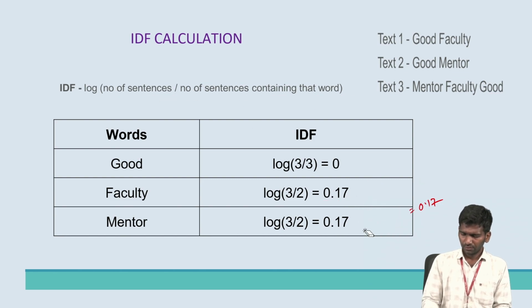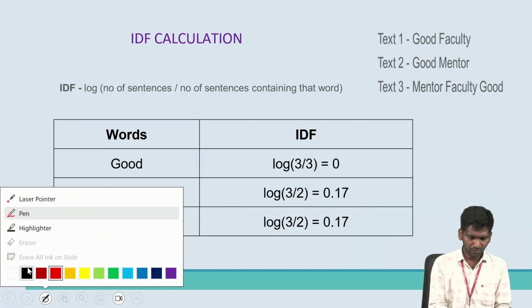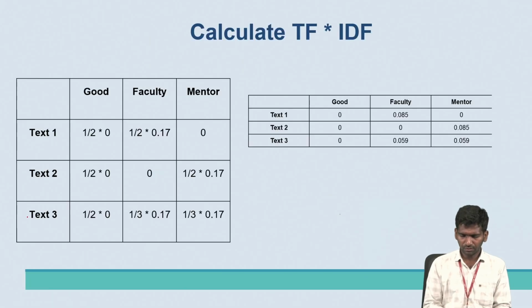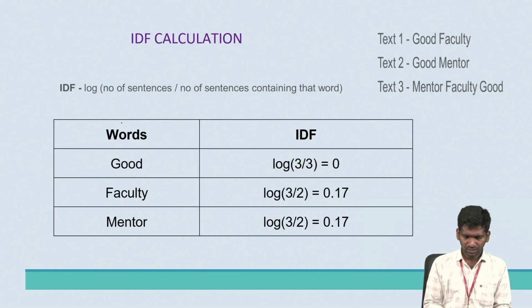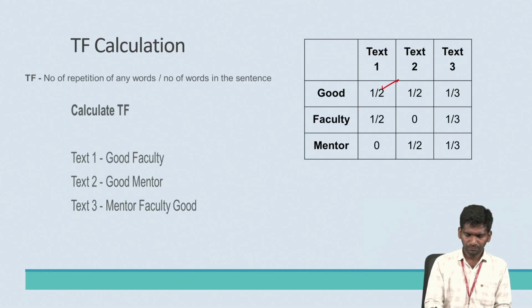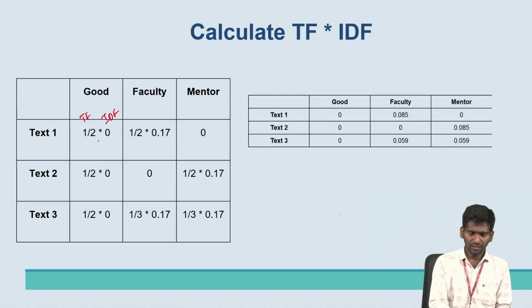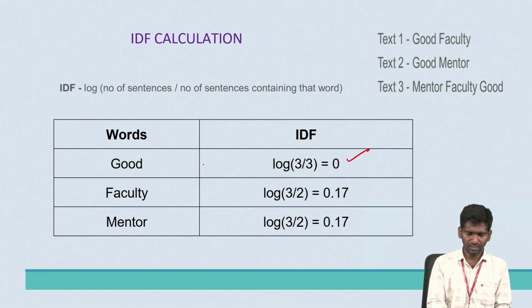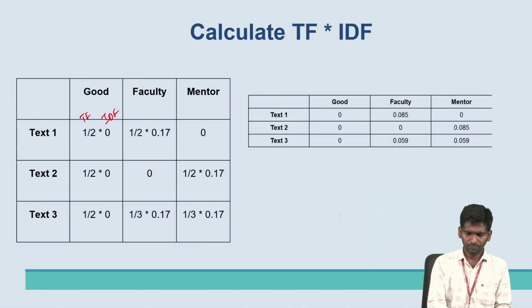Next, we will multiply this. What TF value we got and what IDF we got, we can see here. Our TF value is 1 by 2 for text 1, and this is TF and this is IDF. So TF is 1 by 2 and our IDF is 0 for good. That's why we are considering 1 by 2 into 0. Similarly for text 2, faculty also you can calculate 1 by 2.